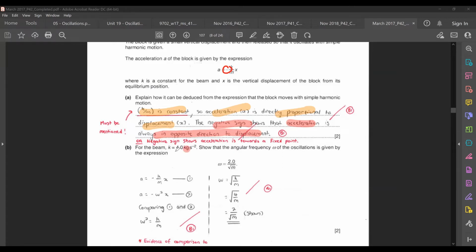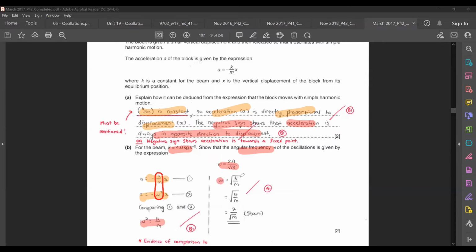Now for the beam, K is 4 kg per second square. Show that the angular frequency omega of the oscillation is given by this expression here. So this one, you need to compare your given equation with the defining equation of SHM. First is a equals negative K over m x. Second is a equals negative omega square x. You compare both of them, you should be able to see quite easily that K over m is actually omega square.